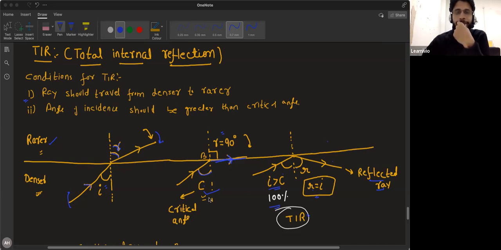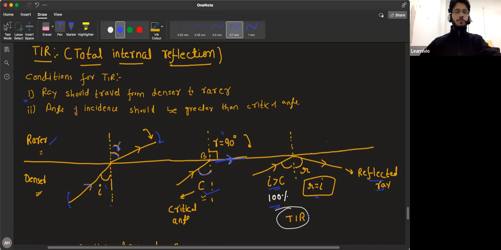So, for TIR, can the angle of incidence be 90, or should it be only more than 90? Sir, you are not audible. Still not audible. Audible now? Yes, sir.